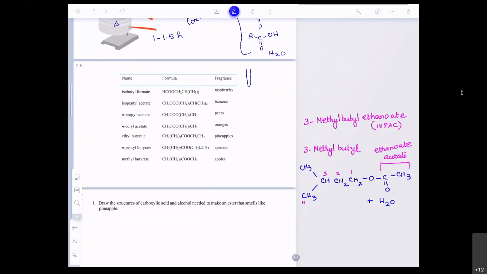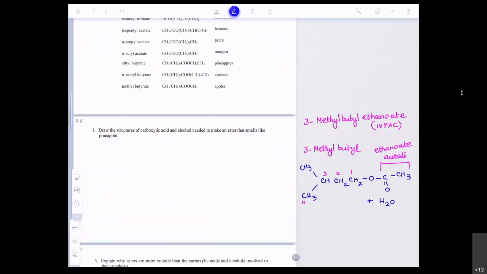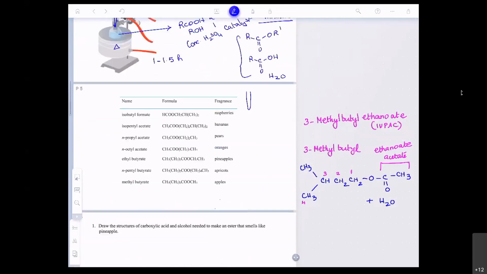And these are your artificial fragrances for the different esters. And I think one of them you're asked to make, I think raspberries or something, and we'll look at it. But these are the esters responsible for these fragrances. So it's kind of a good list to have. That's about it with your reaction.